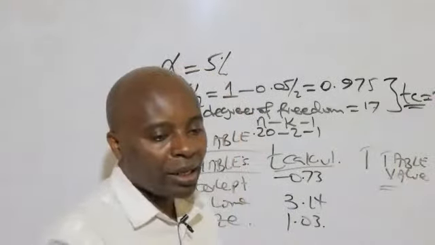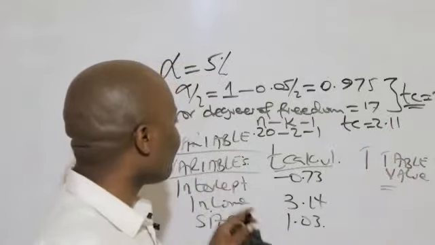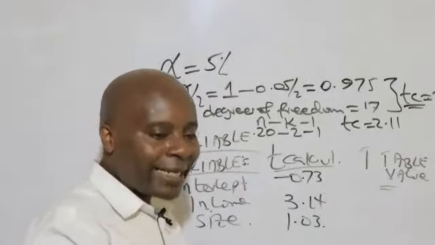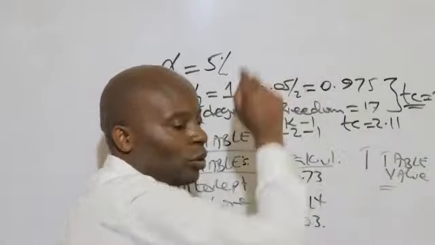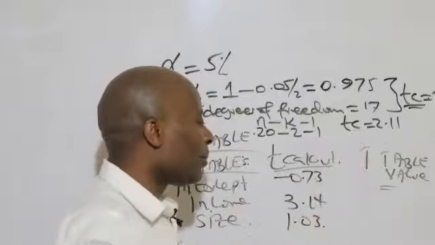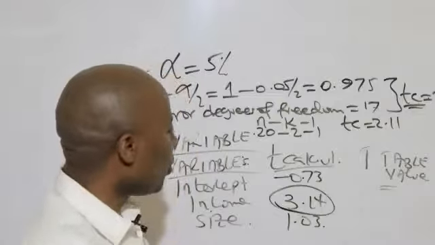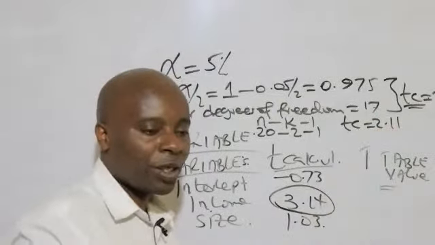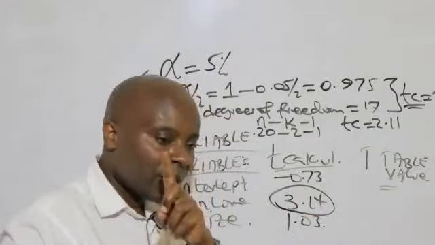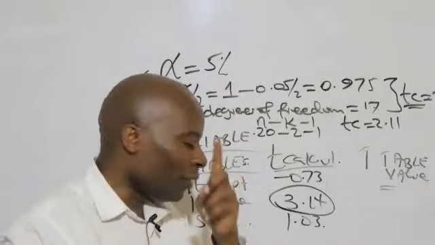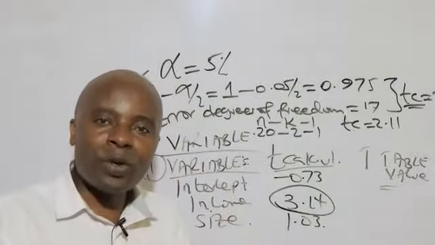And remember, ladies and gentlemen, if our T critical here is 2.11, our variables can only pass the test if they are significantly bigger than this 2.11. Anything that is bigger than this becomes significant. So you can see 3.14 is the only one which will be able to pass the test. This model has only one significant variable, which is income.